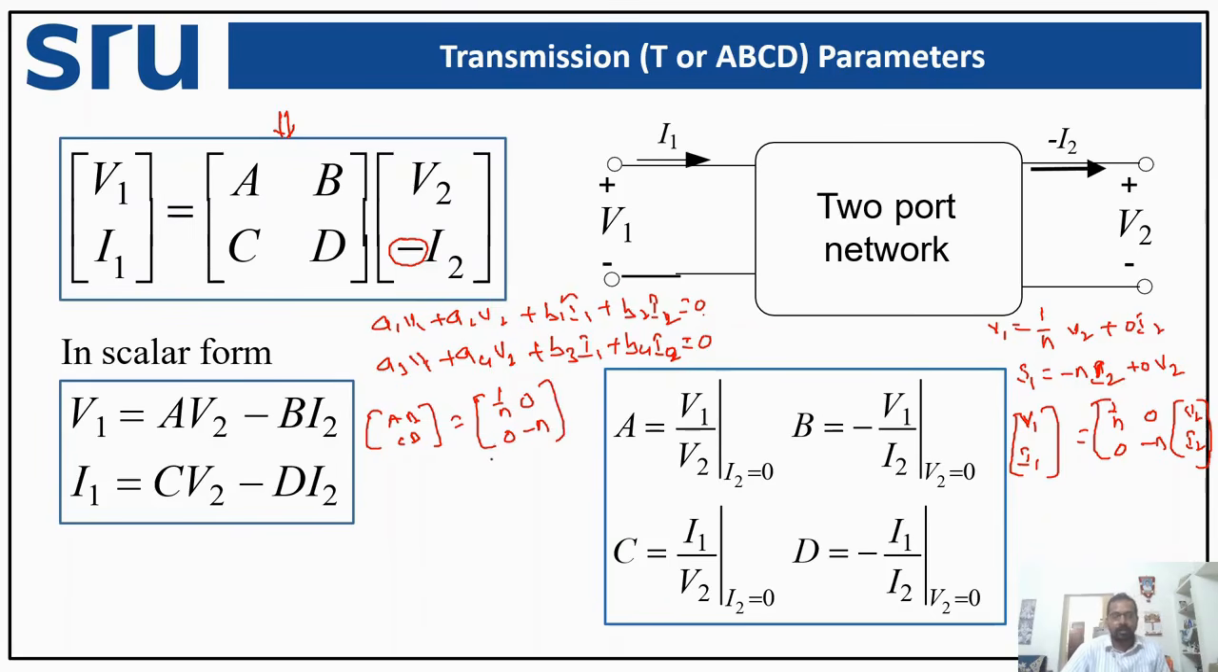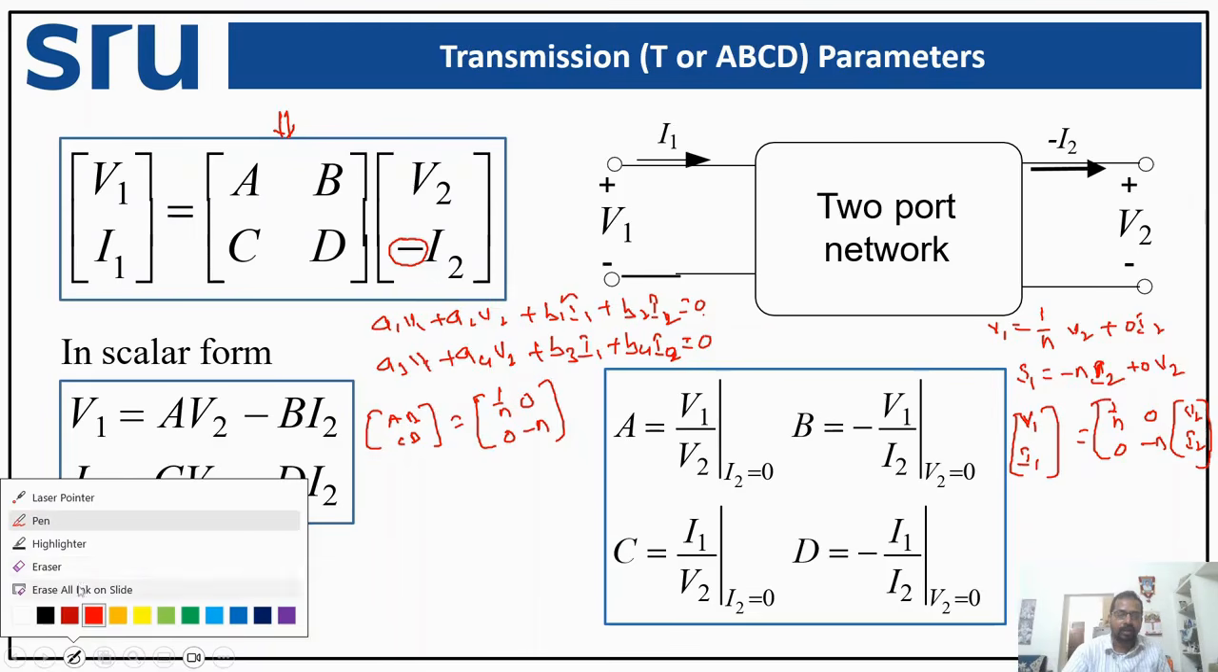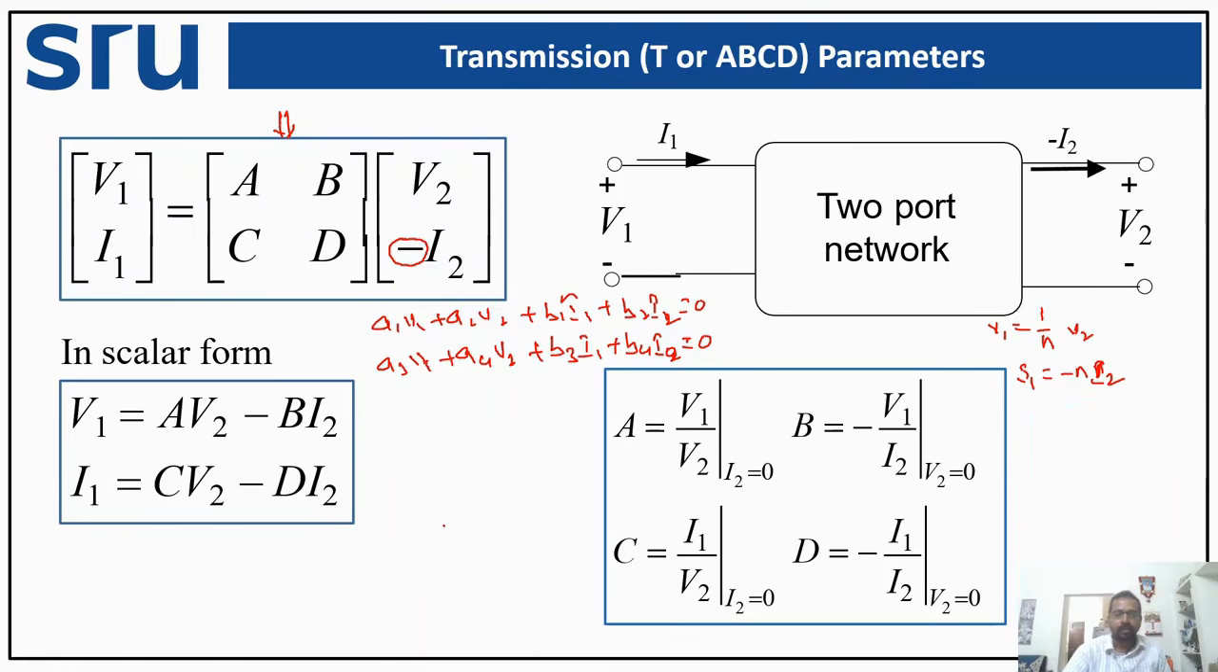It's an invertible matrix. So we can conclude here that Z and Y parameters are generally used for series and parallel circuits respectively, whereas ABCD parameters will be used for a cascading network or for a transformer. Now the next question that comes to our mind is how do we compute these ABCD parameters for a generalized circuit?